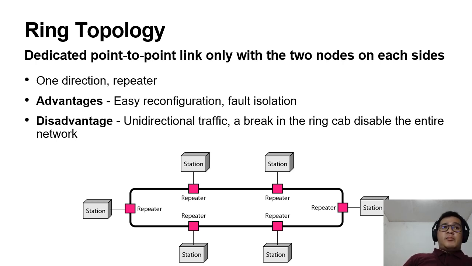And this is the ring topology, with a dedicated point-to-point connection only with two nodes on each side. Traffic goes in only one direction, and each node acts as a repeater. The advantages are easy reconfiguration and fault isolation. The disadvantage is unidirectional traffic. A break in the ring cable will disable the entire network. So the repeater is very weak, dangerously so. If you break the ring cable, the entire network will be disabled.